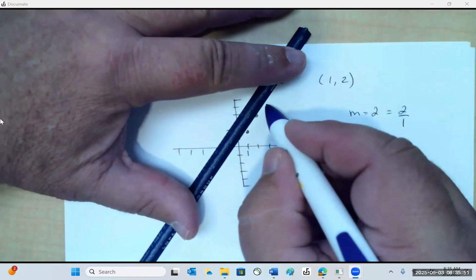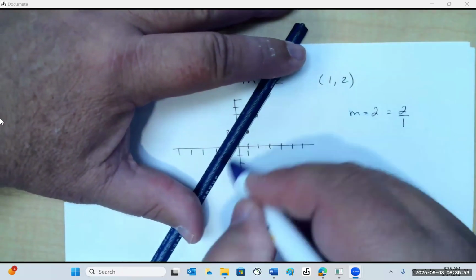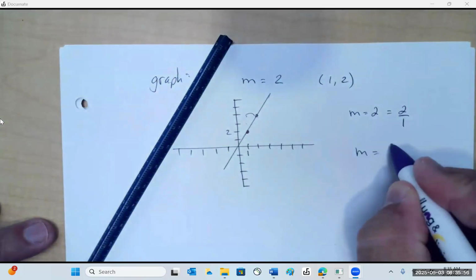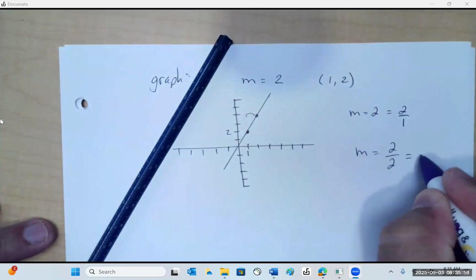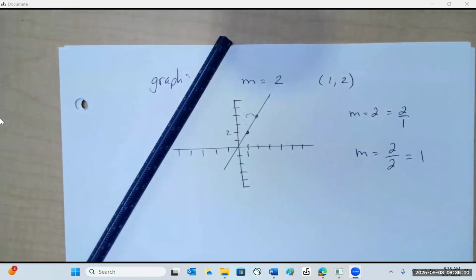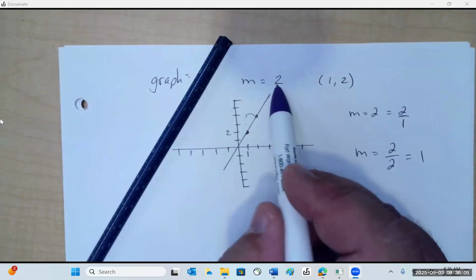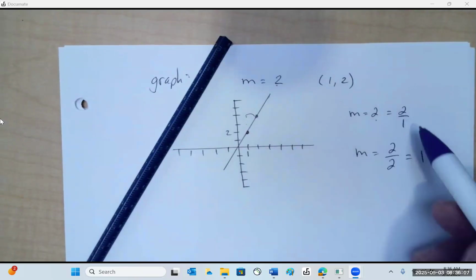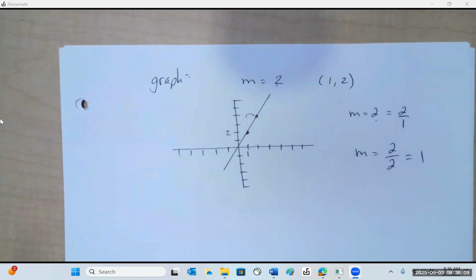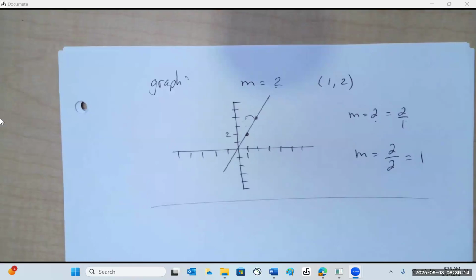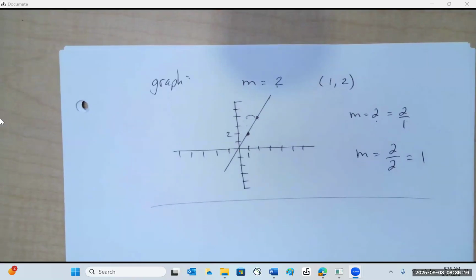If you went up 2 and over 2, then your slope would be 1. But since it's 2, we know 2 is the same thing as 2 over 1. So far, so good? Anybody lost? All right.